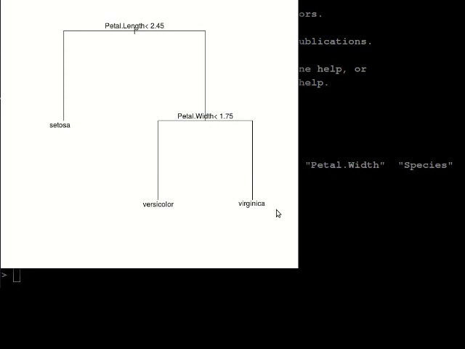Okay, so now we have a pretty simple tree. You just look at petal length. If petal length is pretty short, immediately you say that that is setosa. And if petal length is somewhat larger, then you look at petal width. If the petal width is less than 1.75, that is versicolor, otherwise it is virginica. Pretty simple stuff. So let's see whether this classification rule is really doing a good job or not.